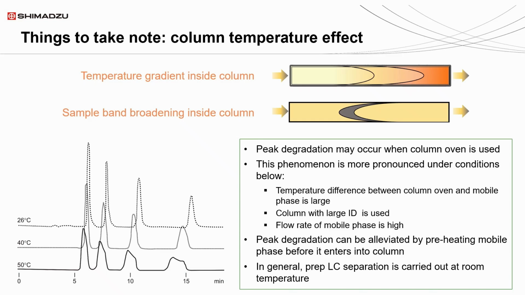It is important to take note of the column temperature because of its impact on peak quality. This tends to happen when either there is a large temperature difference between the column oven and the mobile phase, a column with a large internal diameter is used, or the flow rate of the mobile phase is high. When there's a difference in temperature between the mobile phase entering the column and the column's oven temperature, a gradient can form. This gradient can affect the consistency of analyte interactions with the stationary phase.